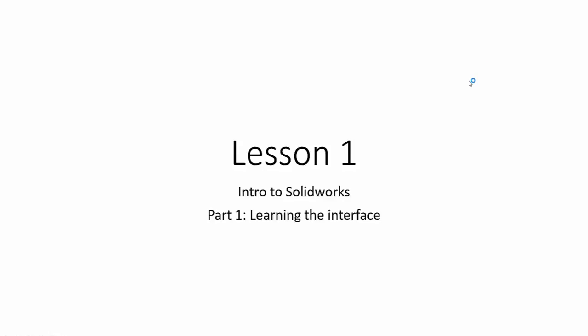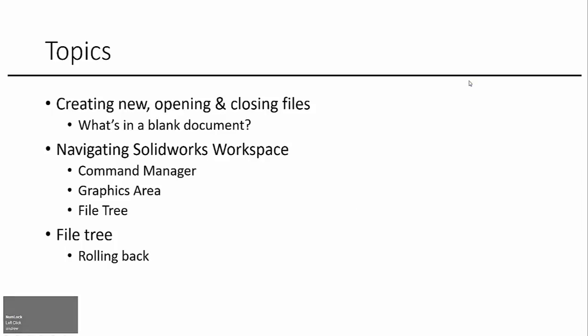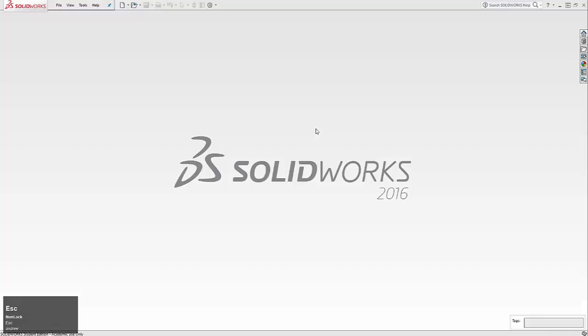What are we talking about today? We are going to be talking about creating new, opening and closing files, and what's in a blank document. It's important to know how to open and close a file, although I think that's relatively simple. We're also going to be talking about how to navigate through the SolidWorks workspace, the command manager, the graphics area, the file tree, and a cool thing in the file tree where you can roll back. It's kind of cool to see how all that works together and familiarize yourself with the environment before we actually start putting a part together. So, let's get on with it, shall we?